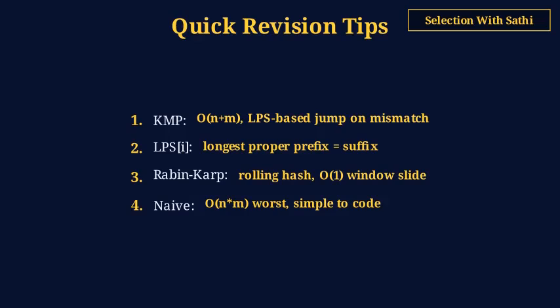Third, Rabin-Karp is best when you need to search for multiple patterns in the same text. Compute each pattern's hash once and check all in one pass. Fourth, in GATE, they often ask you to build the LPS array step by step. Practice building LPS for patterns like ABABAC, ABABACA, and ABABAC.